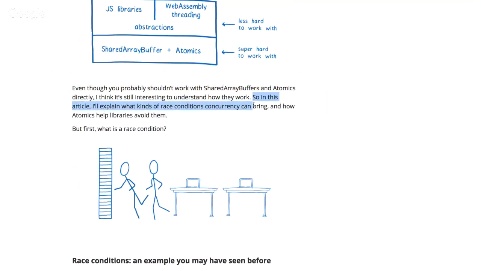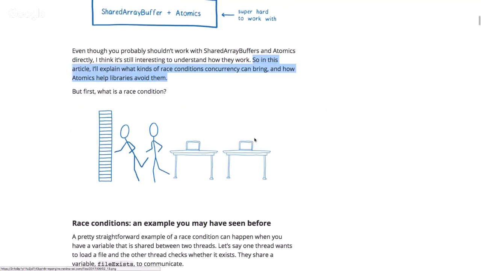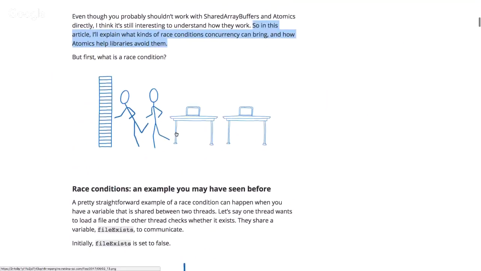So in this article, I'll explain what kinds of race conditions concurrency can bring and how atomics help libraries avoid them. But first, what is a race condition? So they show a nice cartoon here. In the cartoon, there are 2 web workers. I mean, the stickmans are nothing but the web workers. Both of them are trying to access the memory at the same time. So there is a race condition.